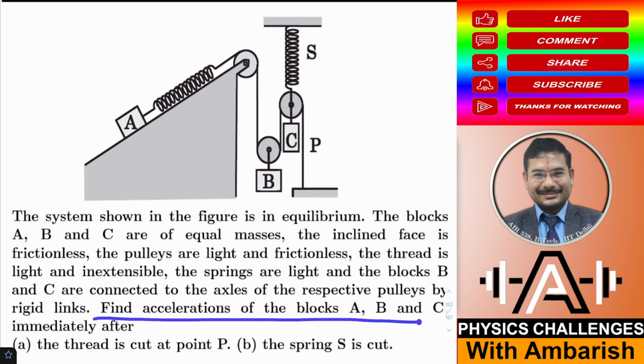Find the acceleration of the blocks A, B and C immediately after, part A, the thread is cut at point P. So suppose we cut the thread, then we have to find the accelerations of all the three blocks. And part B, spring S is cut. Suppose instead we cut the spring S. If you want, you can give it a try. I'll get into the analysis right away.